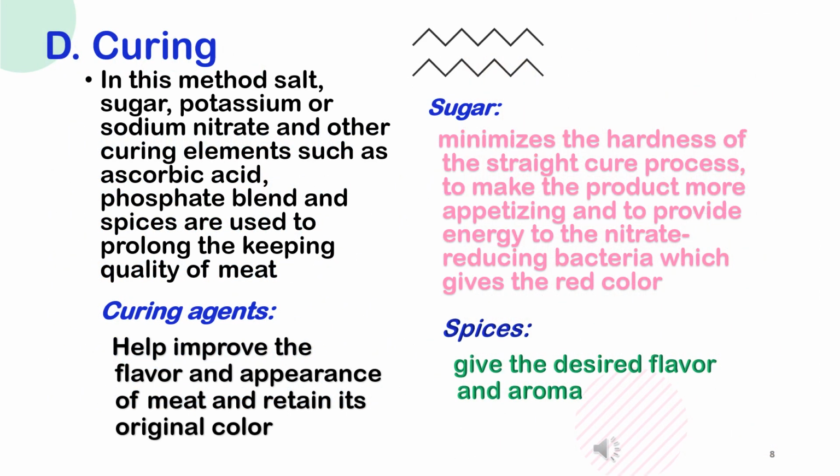D. Curing. In this method, salt, sugar, potassium or sodium nitrate and other curing elements such as ascorbic acid, phosphate blend and spices are used to prolong the keeping quality of meat. Curing agents help improve the flavor and appearance of meat and retain its original color. Sugar minimizes the hardness of the straight cure process, makes the product more appetizing and provides energy to the nitrate-reducing bacteria which gives the red color. Spices give the desired flavor and aroma.